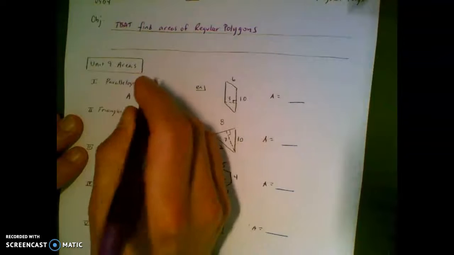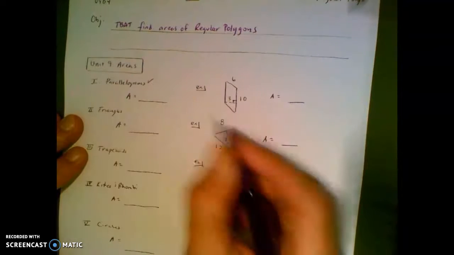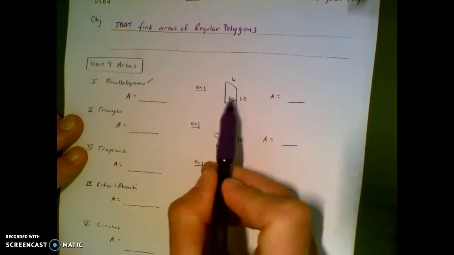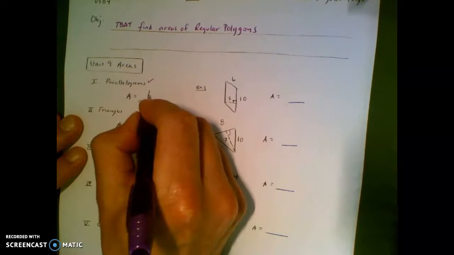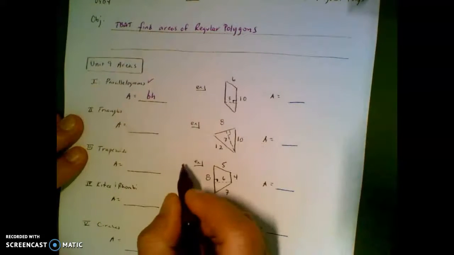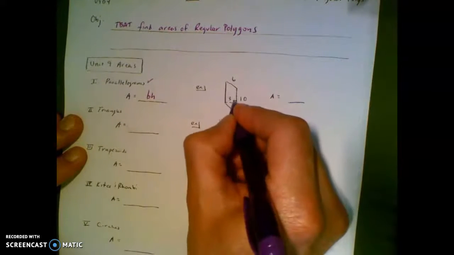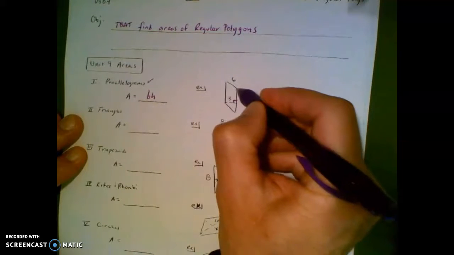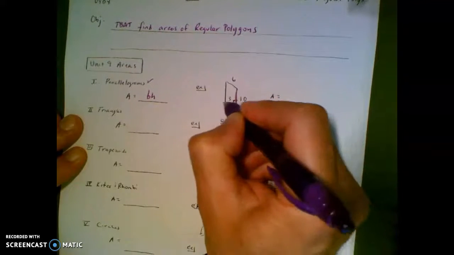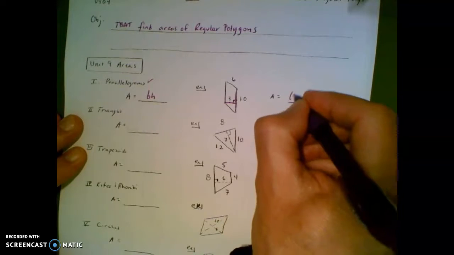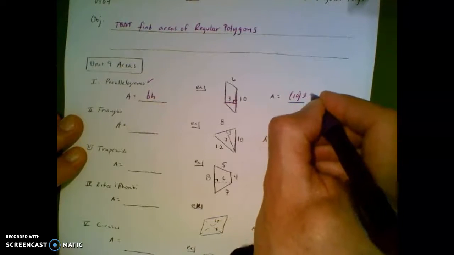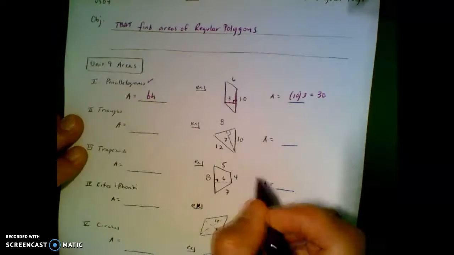So the first thing we looked at was a parallelogram. Remember, a parallelogram is a four-sided shape with two pairs of opposite sides parallel. The formula for that was pretty simple. It was just base times height, and the base and the height always have to be perpendicular. So I see a perpendicular right here. That must mean that 10 is going to be the base and 3 is going to be the height. So base times height would be 10 times 3, which is equal to 30 square units.